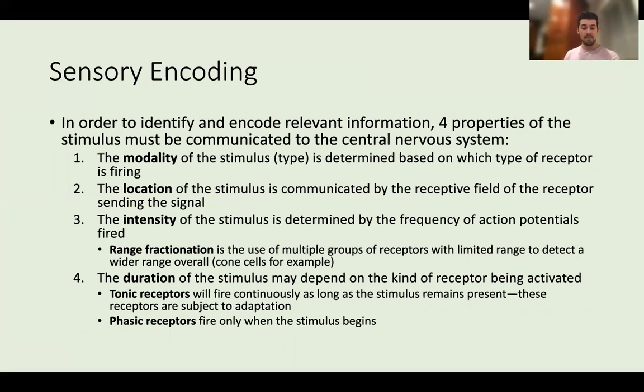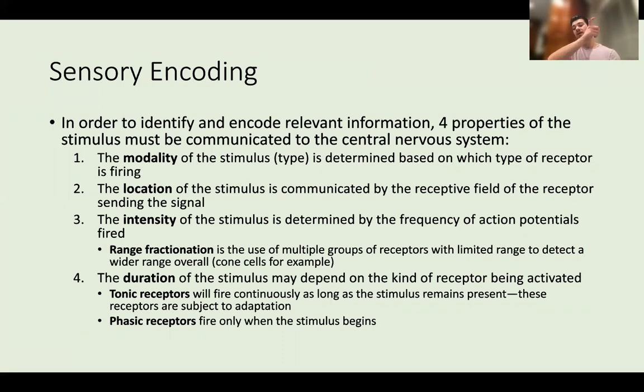And I just wanted to mention what range fractionation is. That is the use of multiple groups of receptors with limited range to detect a wider range overall. We could talk about cone cells in the human eye, for example. We have a bunch of different kinds of cone cells in the eye, and each of them can detect a small portion of the spectrum of visible light. If we have longer wavelengths like red colors, there are going to be a certain amount of cone cells that'll pick those up. And if you have shorter wavelengths like blue or purple, there are going to be different cone cells in the eye that will pick those up.